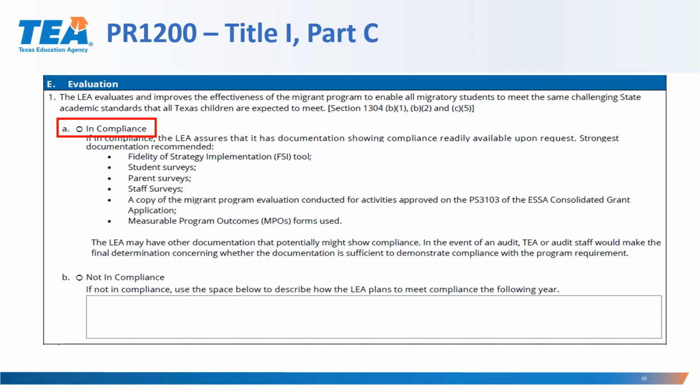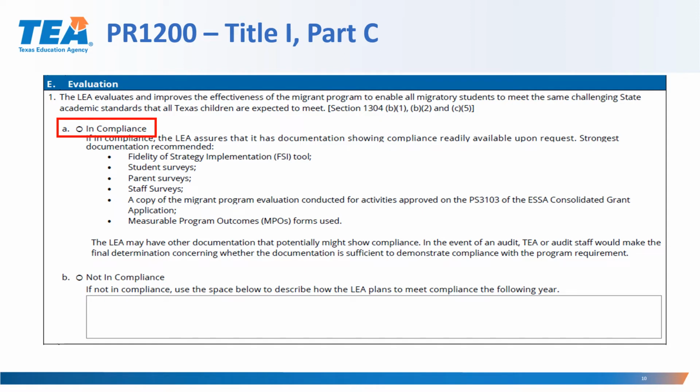the strongest documentation recommended are the FSI tool, the Fidelity of Strategy Implementation, student surveys, parent surveys, staff surveys, a copy of the migrant program evaluation conducted for activities approved on the PS 3103 of the ESSA Consolidated Grant Application, and the Measurable Program Outcomes or MPO forms used.